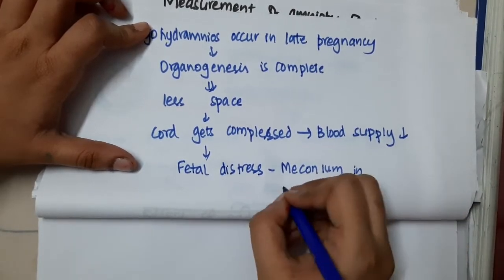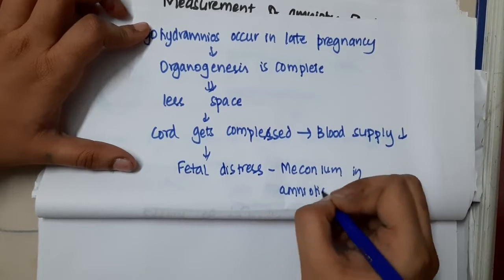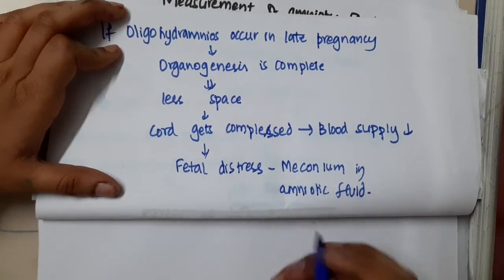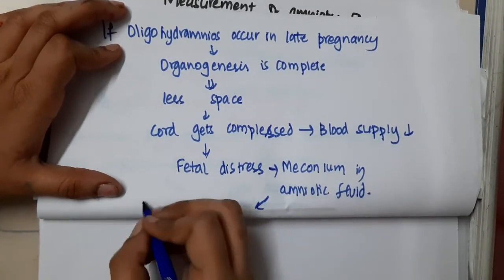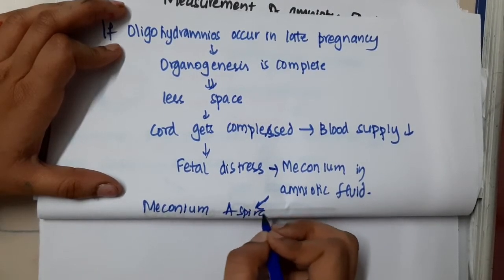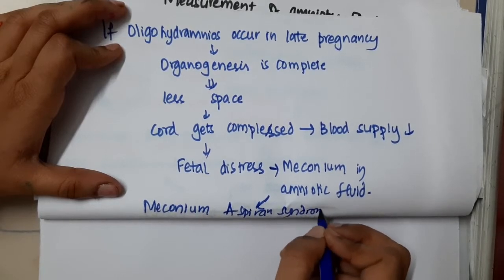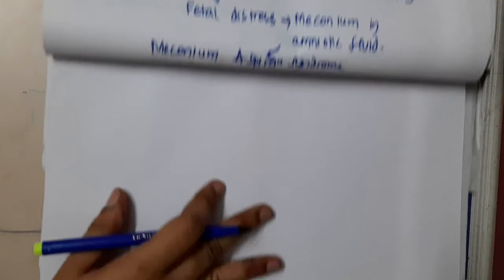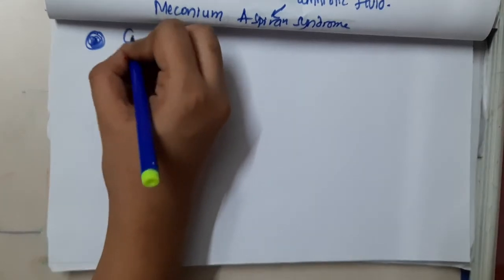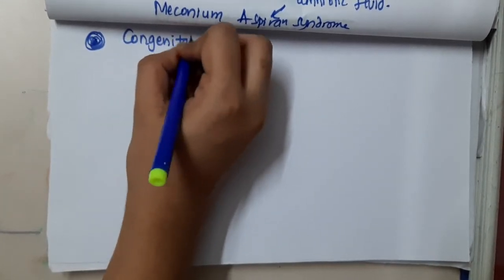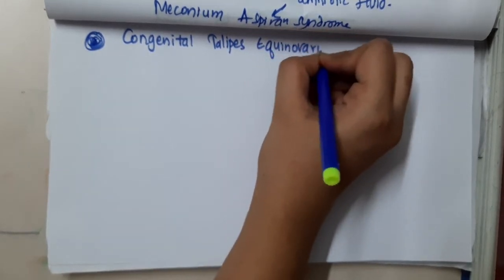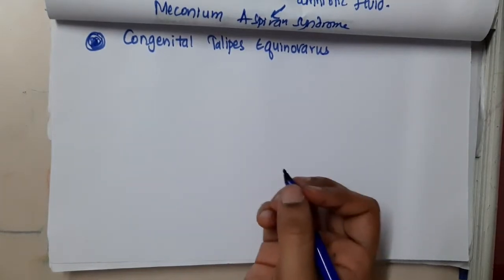Now this will result in fetal distress, which is seen as meconium in the amniotic fluid. Because of fetal distress, you will see meconium in the amniotic fluid, and this results in meconium aspiration syndrome. Next, you will also see some congenital malformations, like congenital talipes equinovarus, which is a compression defect.